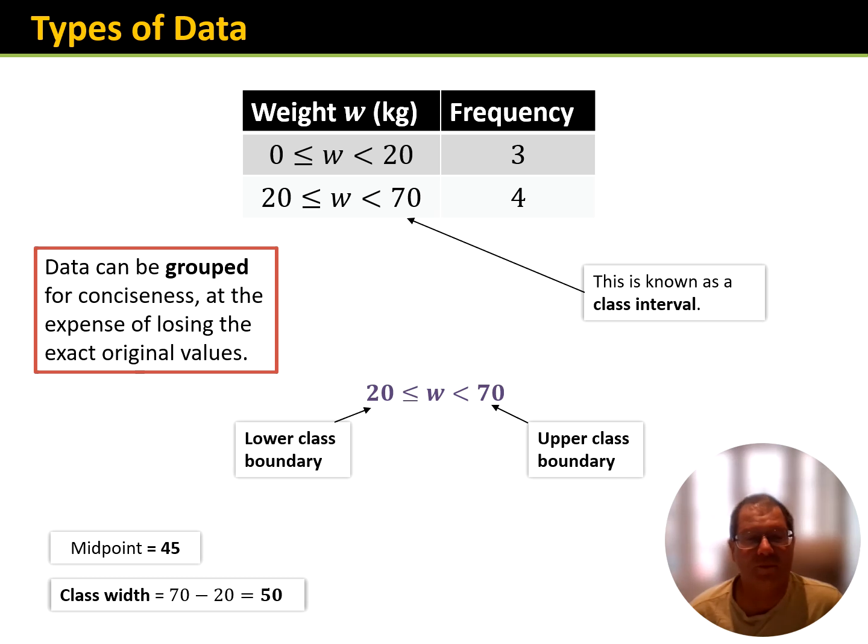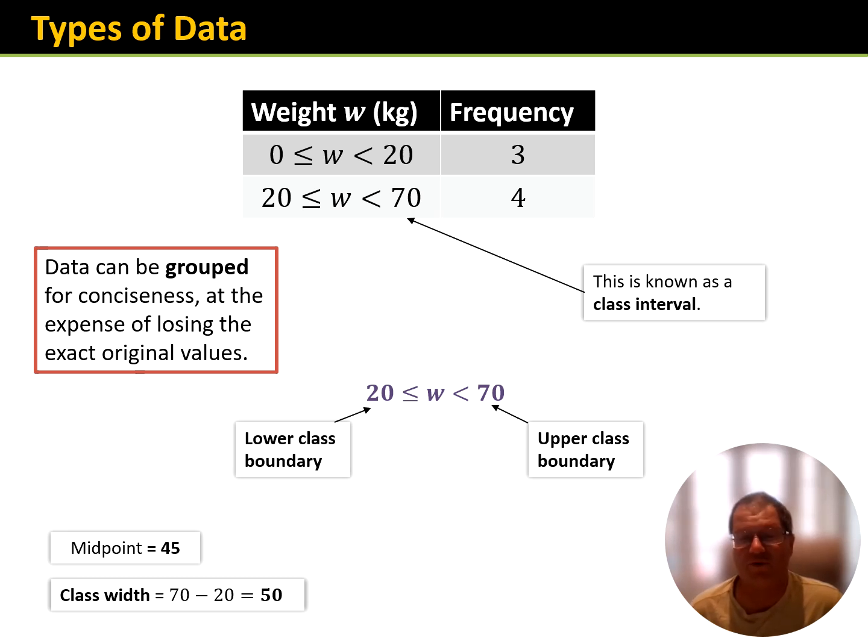So we know on the left data can be grouped for conciseness, okay, but we do lose the exact original value. So we know that there are 3 values between 0 and 20, but we don't actually know what they are. If we were estimating the mean, we would assume they're all averaging out to 10, but we don't know that. So looking at the definitions, it says this is known as a class interval. So 0 less than or equal to w is less than 20 is a class interval, as is the one it's pointing at, 20 is less than or equal to w is less than 70. So anything written like that is a class interval where we have certain values within that class.